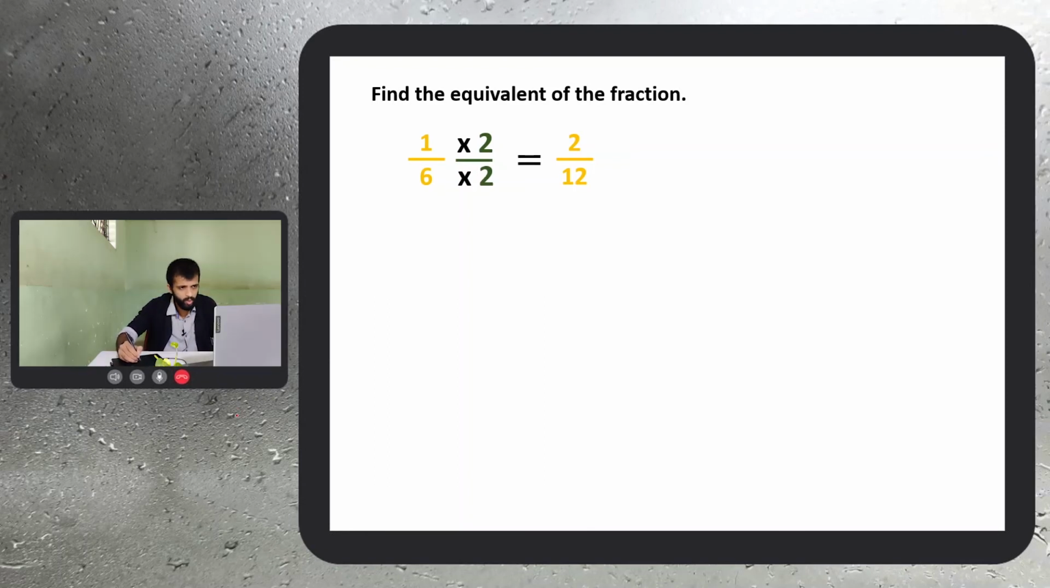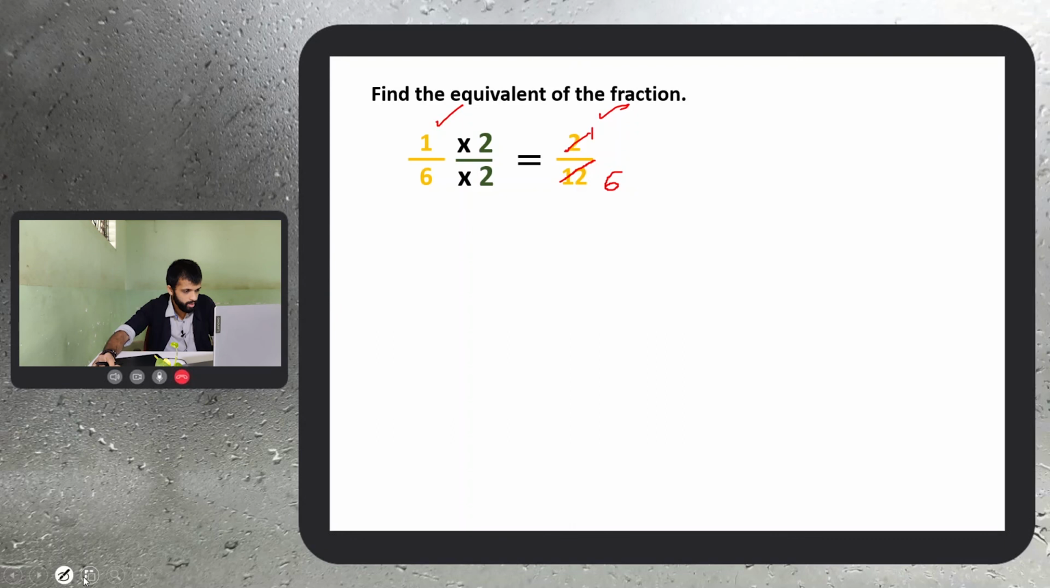If you remember, initially I told you that you need to learn the tables well. That's where they are used. So 2 times 1 is 2, and 2 times 6 is 12. The common number that I have thought of to multiply by is 2, right? So that's how this 1 upon 6 and 2 upon 12 are equivalent fractions.